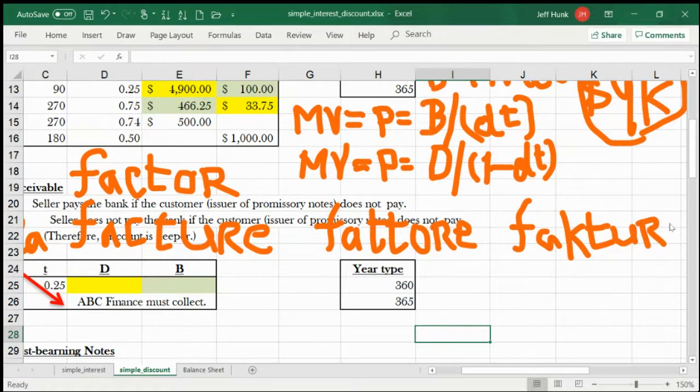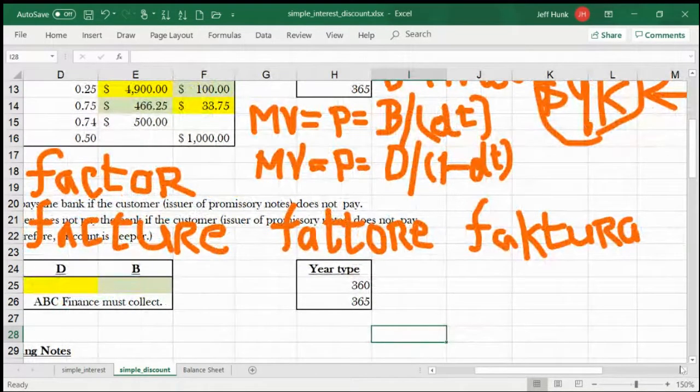And Czech is a completely different language group. It's a Slavic language, right? Not even Germanic, it's Slavic. And in Czech, it's factura. How do I know? I've been there.